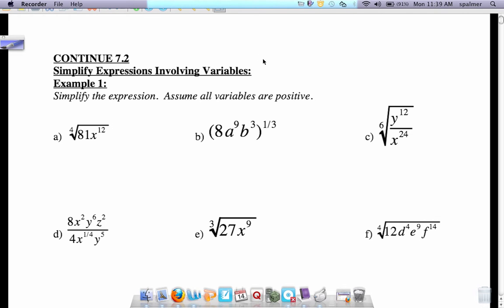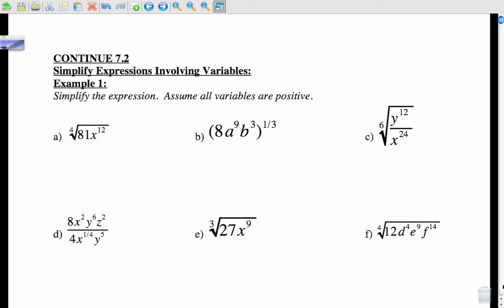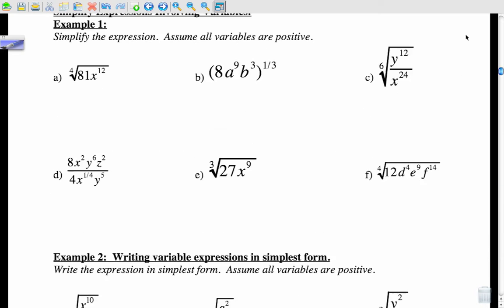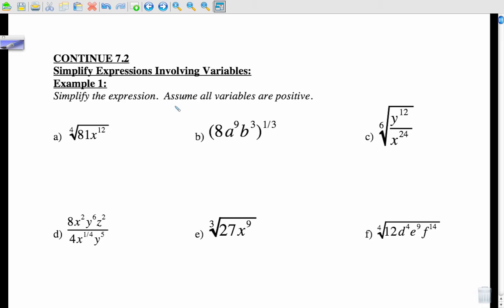Okay, we are going to finish up 7.2 in our notes. I am down at the bottom of page 8, I believe. The only new thing we're going to throw in here is dealing with rational expressions, where now we're going to have radicals with variables.